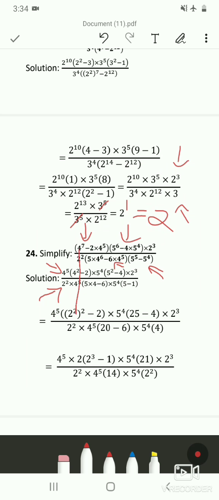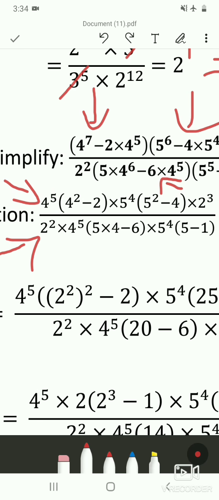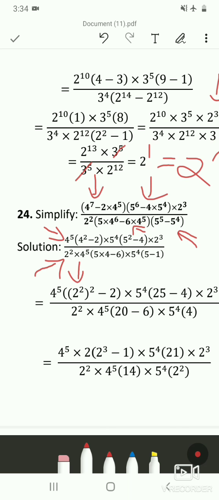So the next step is, here again 4 is written as 2 square, so 4 square is nothing but 2 square to the whole square, and the next terms are similar. Here you have just multiplied 5 4s are 20 and 5 minus 1 is 4.